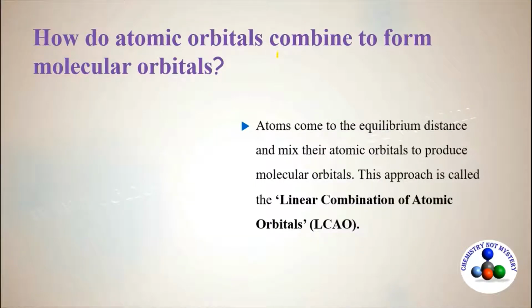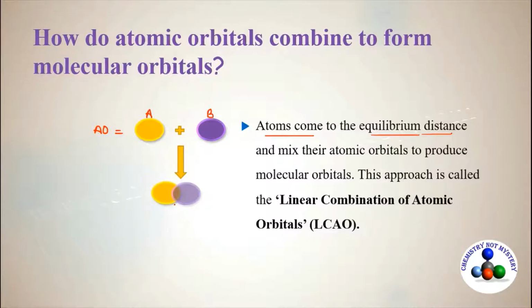But how do these atomic orbitals combine to form molecular orbitals? First of all, atoms come to an equilibrium distance. For example, this is atom A and this is atom B. These are the atomic orbitals. So these atomic orbitals come to an equilibrium distance and after that they produce molecular orbitals. So this is the molecular orbital of molecule AB and this is another molecular orbital of molecule AB.